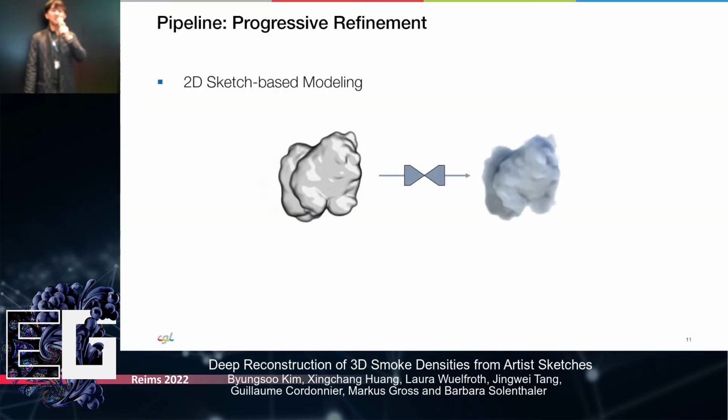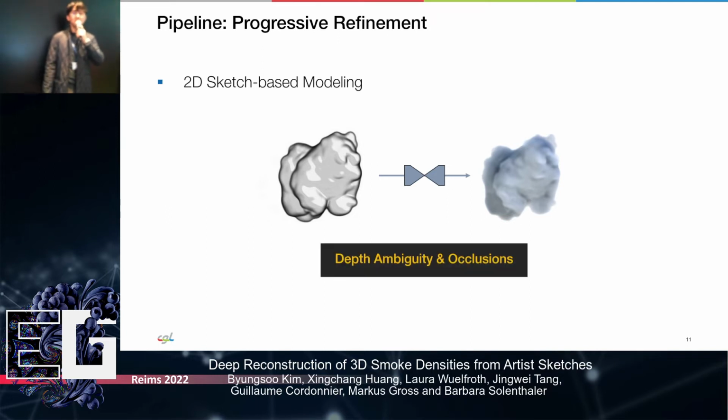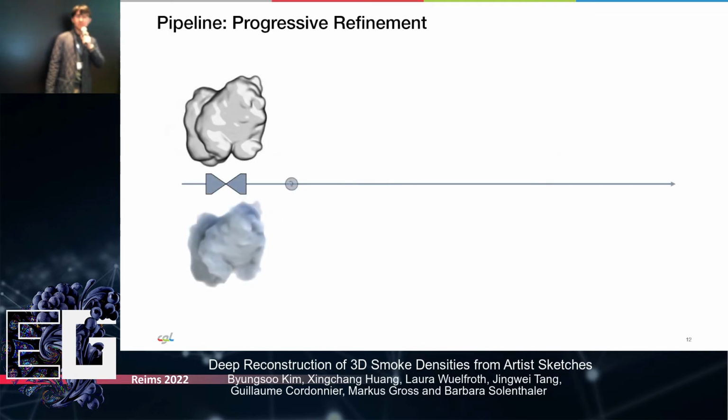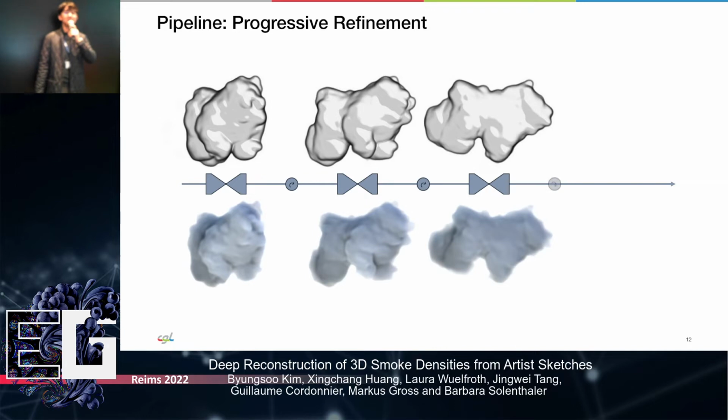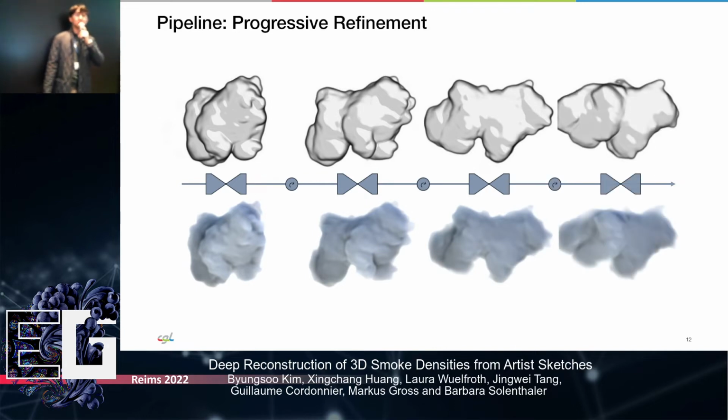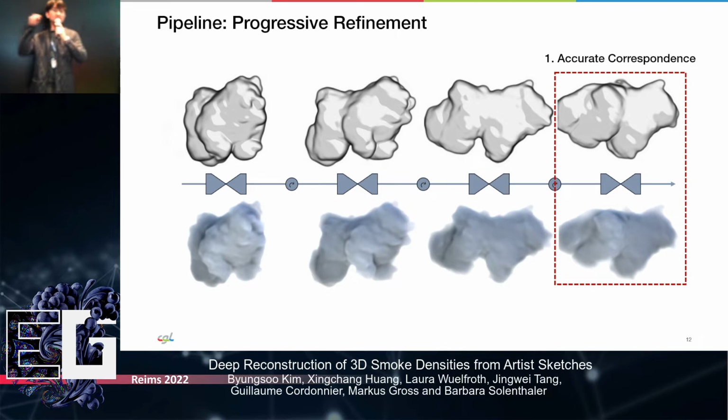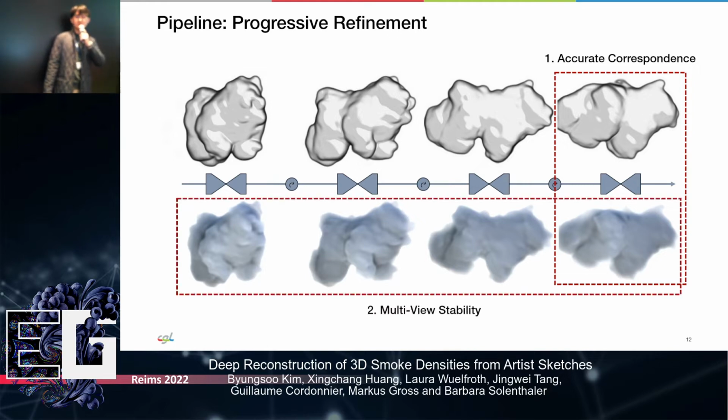A major challenge of sketch-based modeling lies in the depth ambiguity and occlusions that cannot be captured from a single viewpoint. Thus, we progressively refine sketches at different angles, inspired by previous work, Deussen et al.'s work, and hence iteratively update and relocate smoke structures. And finally, our method delivers two key properties while authoring. First, the output density volume seen from the target view should correspond to the input sketch. Second, the occluded part of the density volume must be preserved to ensure multi-view stability.